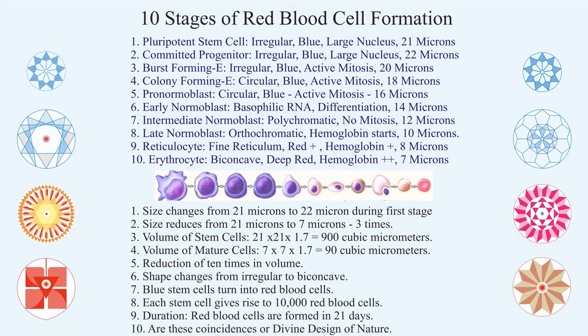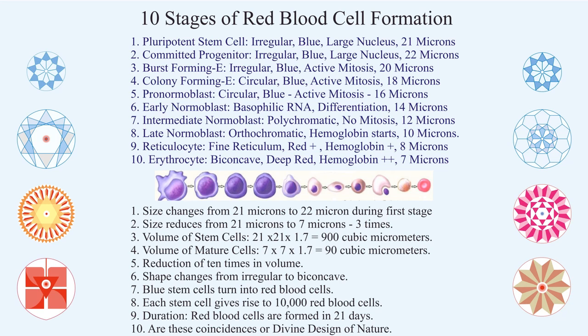Now, I have divided into two components. 10 stages of reticular development, which I told you in the beginning. You can see the same picture, and also something which is very specific. Let's take the pluripotent stem cell, which is irregular blue large nucleus, 25 microns.